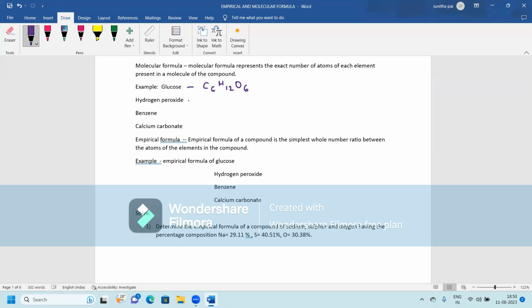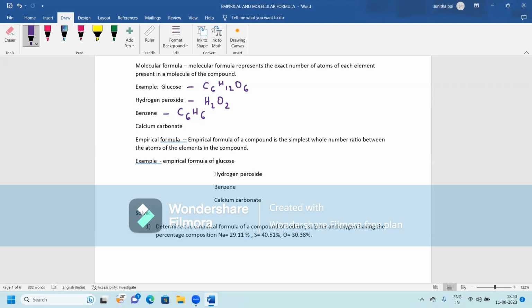C6H12O6 tells us that there are 6 carbon atoms, 12 hydrogen atoms, and 6 oxygen atoms in one molecule of glucose. Similarly, the next example, hydrogen peroxide. H2O2 is the formula. What does that mean? It means in one molecule of hydrogen peroxide, you have 2 atoms of hydrogen and 2 atoms of oxygen. Benzene, we are yet to learn what benzene is. You will come across this compound benzene in organic chemistry.